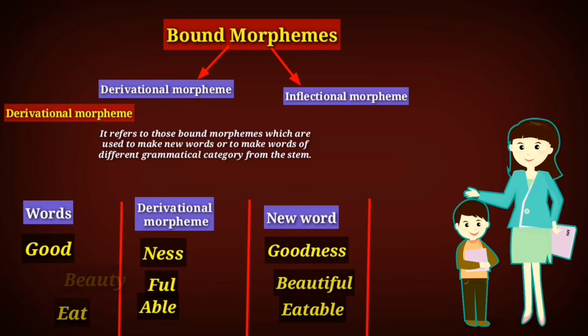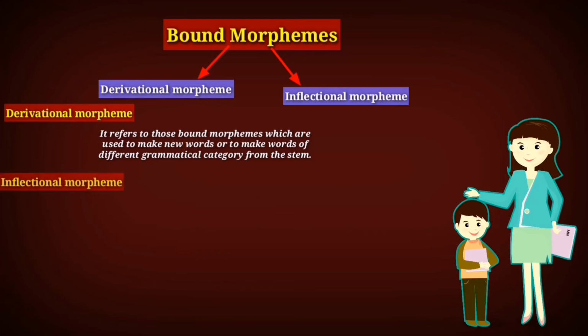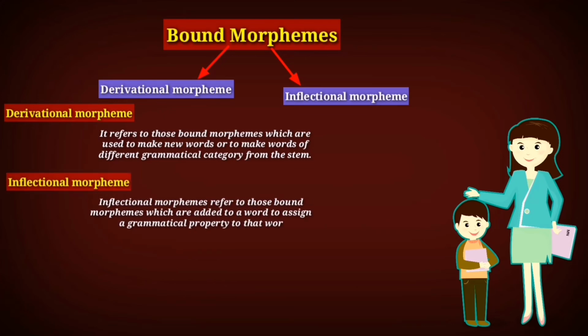Now coming towards inflectional morphemes. Inflectional morphemes refer to those bound morphemes which are added to a word to assign a grammatical property to that word. What does this definition mean? Inflectional morphemes do not create a new word like derivational morphemes. Rather, they are used to show if a word is plural or singular, if it is past tense or not, and if it is a comparative or possessive form.